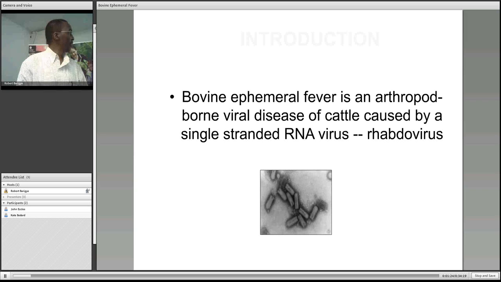In the family of these viruses, we have the rabies virus and the Barigye virus here in Australia, which are not known to be transmitted by arthropod vectors. But we have related viruses to the bovine ephemeral fever virus, particularly here in the NT region, that are transmitted by mosquitoes.